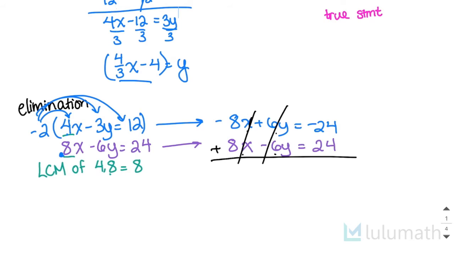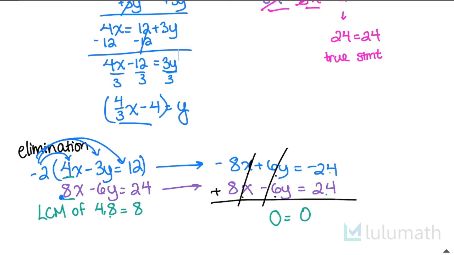But I have to write something down. If both terms on the left side of my equation cancel out, I have to put some number down, and they cancel out to give me 0. I have nothing left over. And then negative 24 and positive 24 also add up to give you 0. So I get to something very similar to what we have right here: 24 equals 24, 0 equals 0. This is also a true statement.